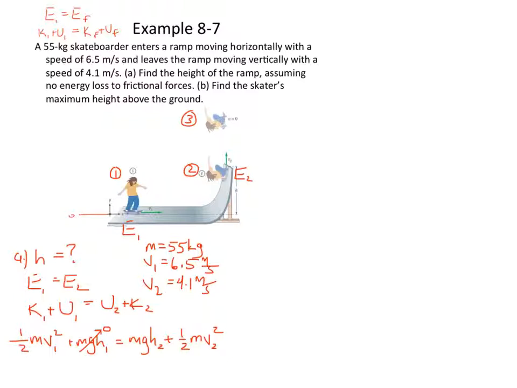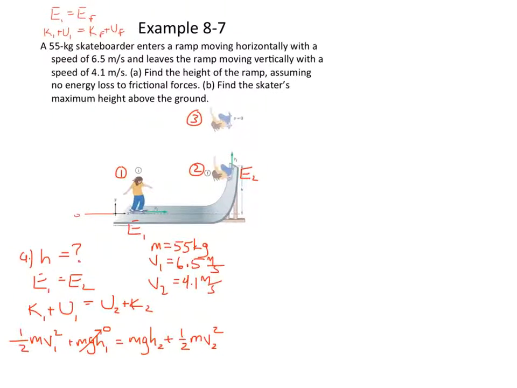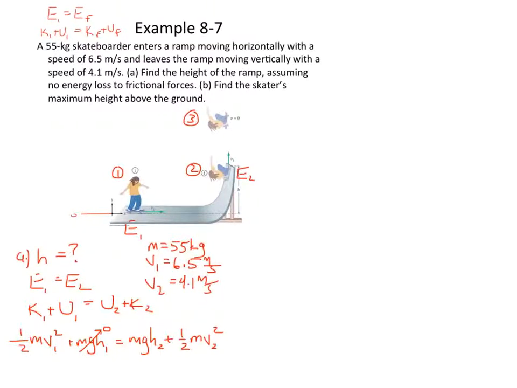Let's see if I can move this around. Nope, I don't want to do that. Getting a little crammed in there, but that's all right. We got our knowns. That's actually all we need to know: the mass, the velocity at 1 and the velocity at 2. Let's turn that around and solve then for the height at 2 right here.